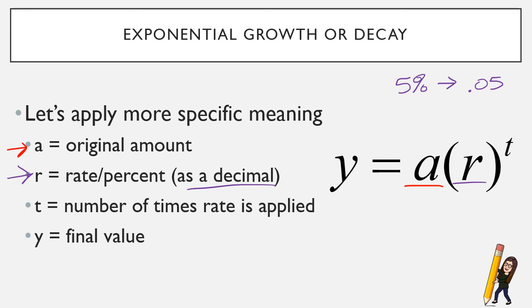Your t is going to be the number of times it's applied. So are we talking weekly? How many weeks are in a year? Are we talking biannually? Are we talking quarterly? It's going to be presented time-wise in different ways. So keep an eye out for what that number means and represents. And then, of course, whatever it's equal to is your final value.